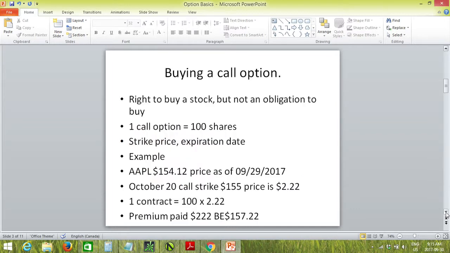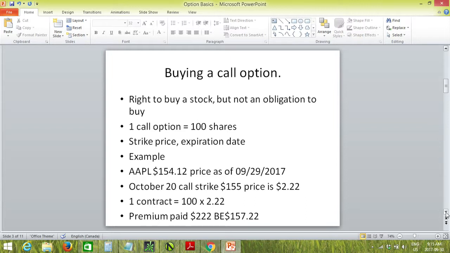So, buying a call option. I'll give an example here. I pulled this example from Apple, and it's based on the price as of September the 29th. One call option essentially equals 100 shares. With that, you have to have a strike price and expiration date. So the example is Apple, which closed at $154.12 as of the 29th of September 2017.